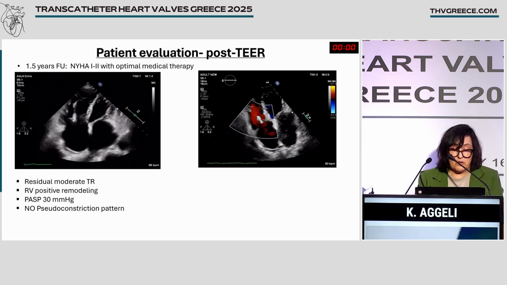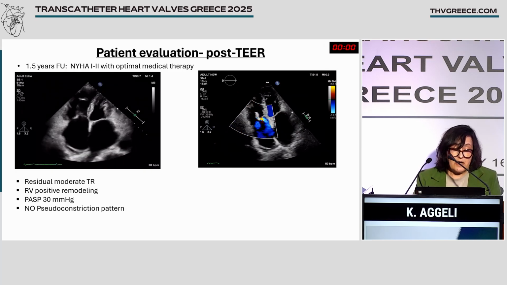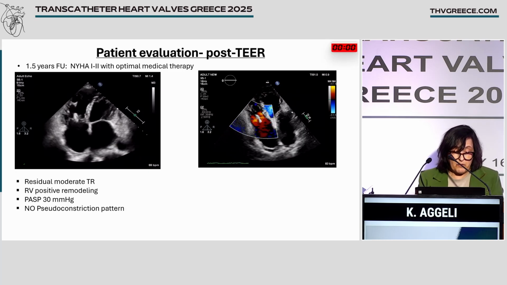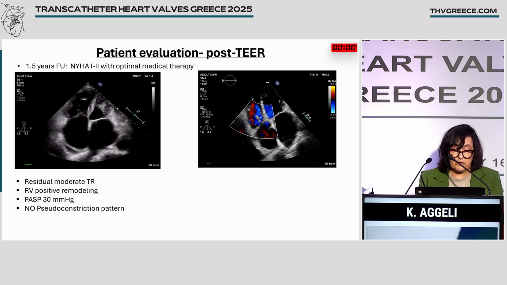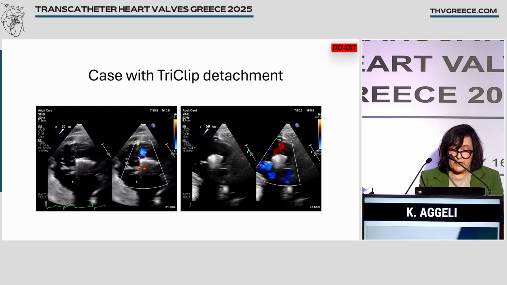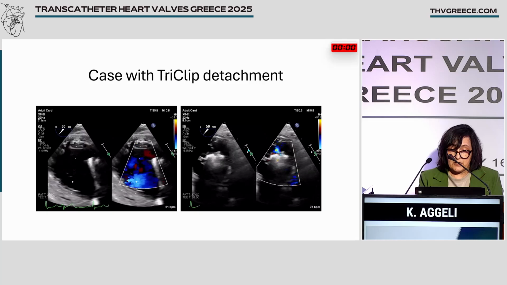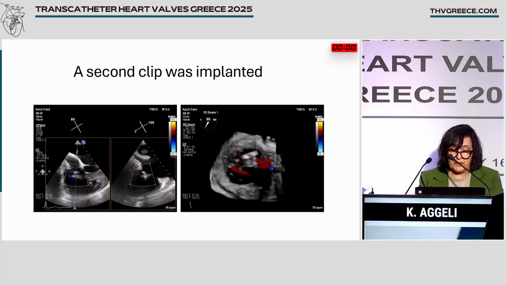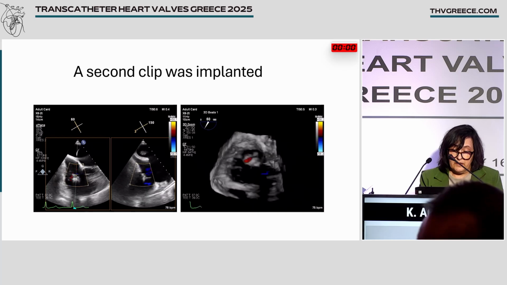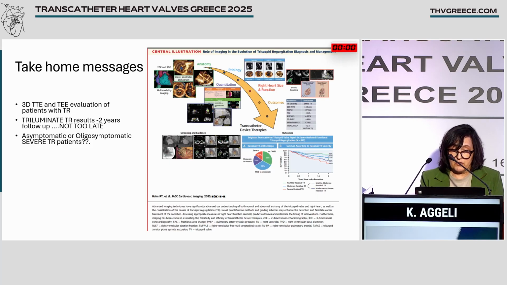You see the residual moderate TR and RV positive remodeling. You see the difference: PASP of 30 millimeters of mercury, and no pseudoconstriction pattern. Another case had a single detachment of a device, and a second clip was implanted with mild residual.